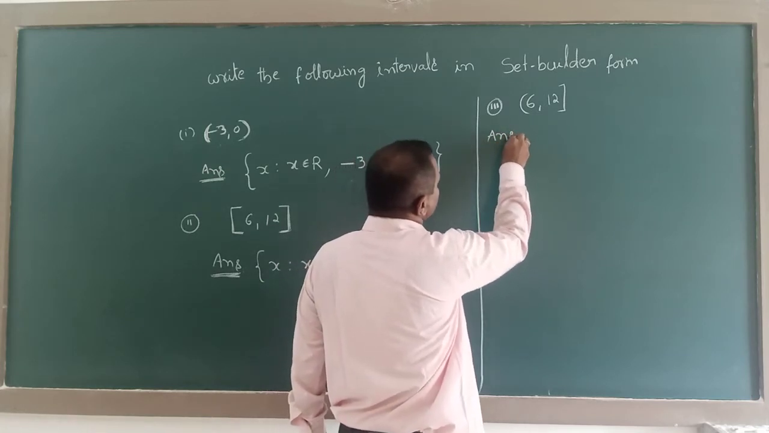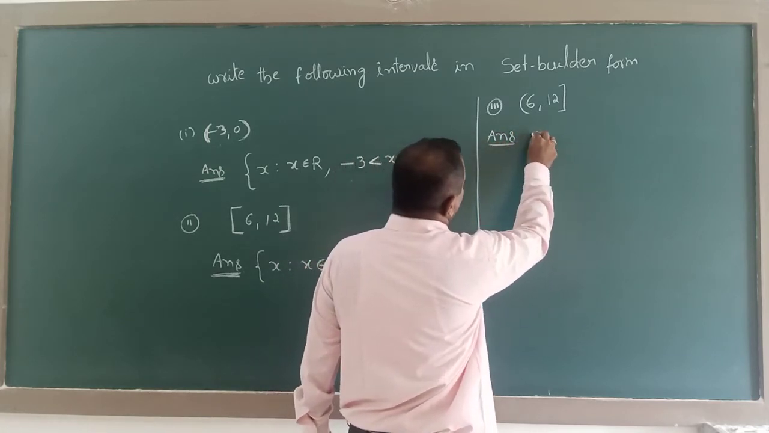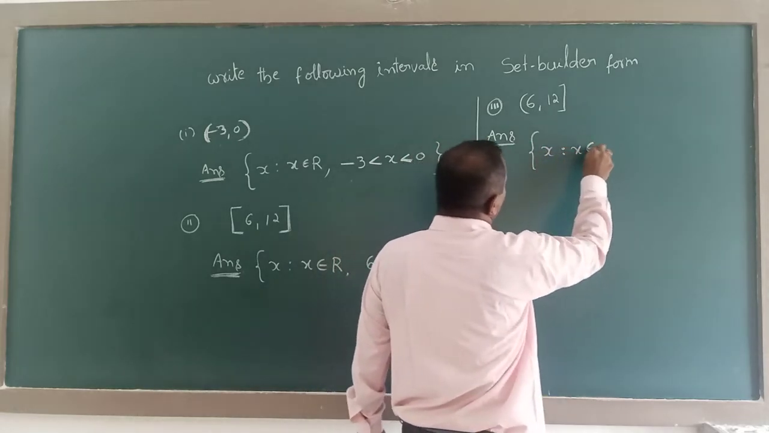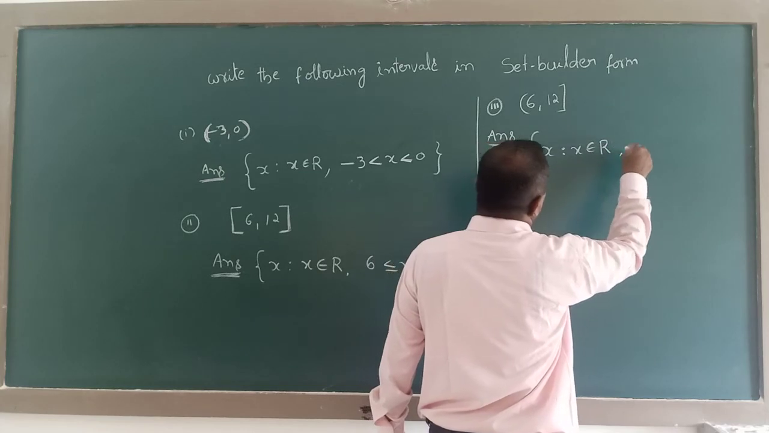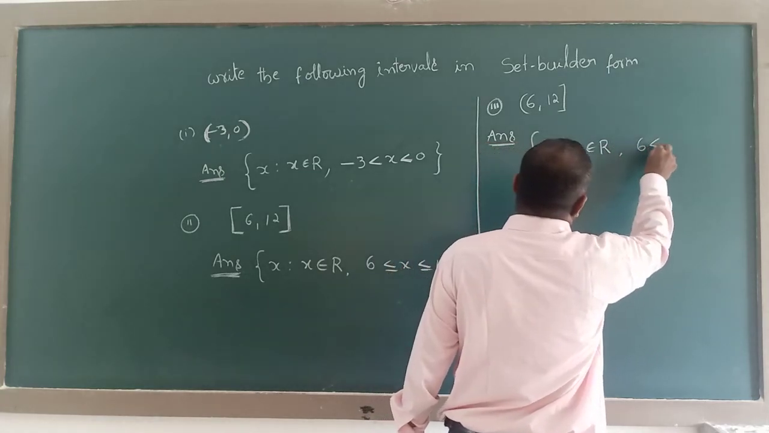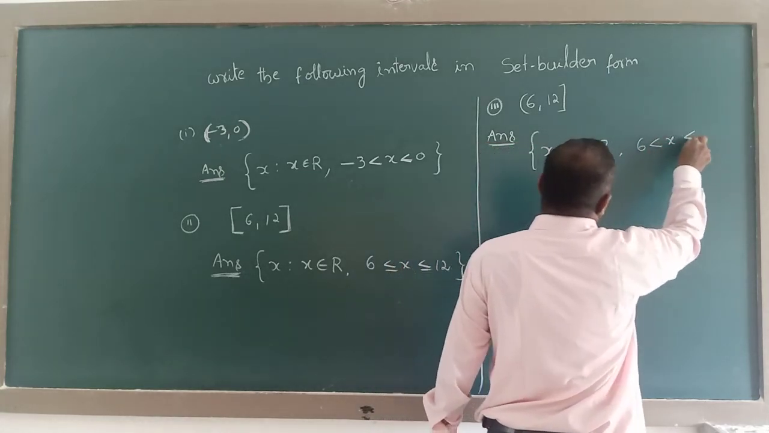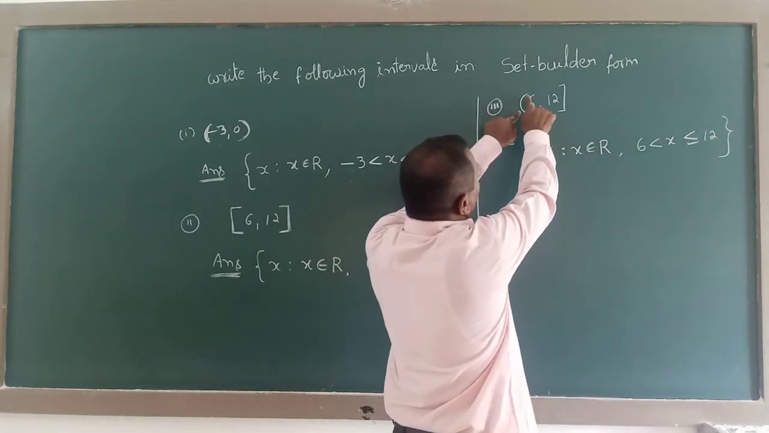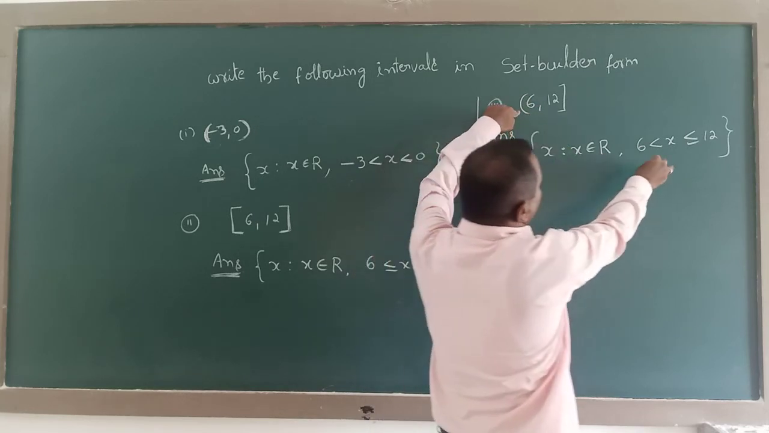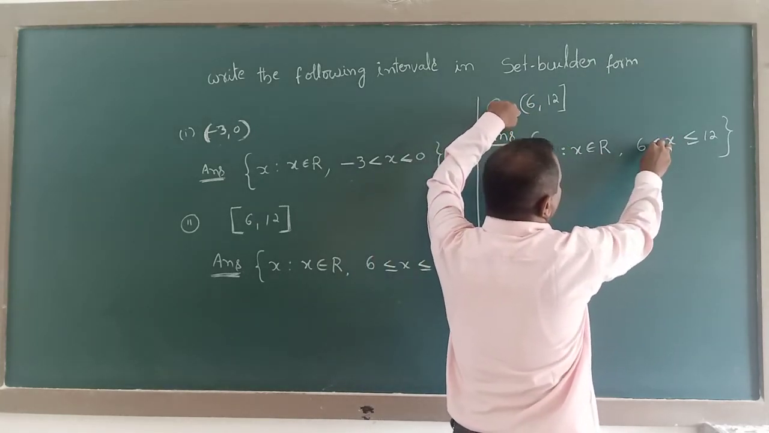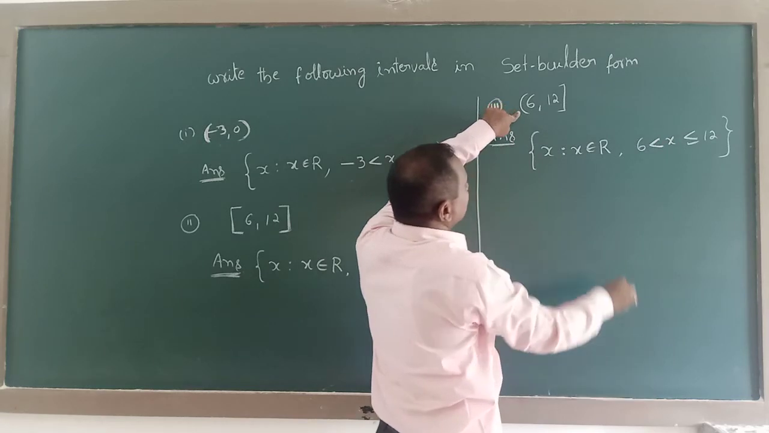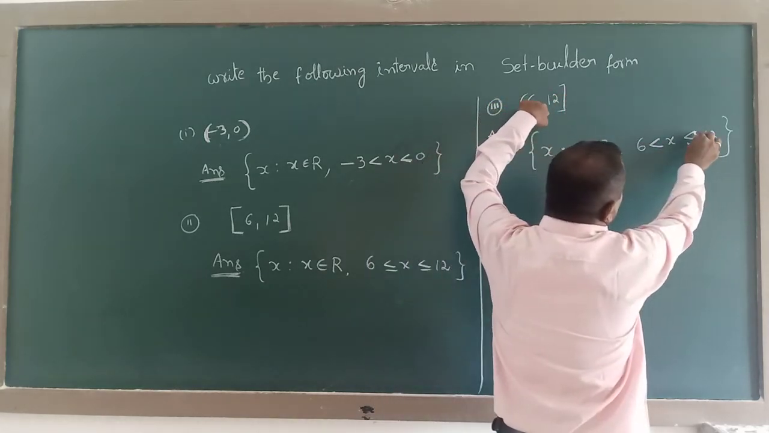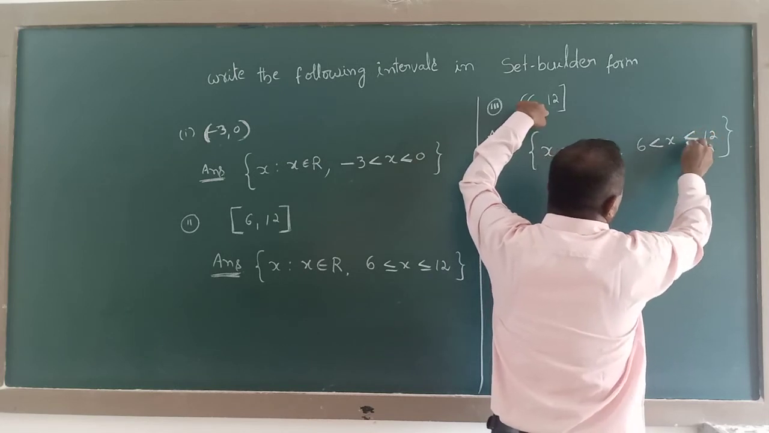Answer for this question is x is such that x belongs to real numbers, comma, 6 is strictly less than x, and x is less than or equal to 12, because on the 6 side an open interval is there. To that endpoint side I represent strict less than, and on the closed interval side, 12 is there. To that endpoint side we must use the symbol less than or equal to.